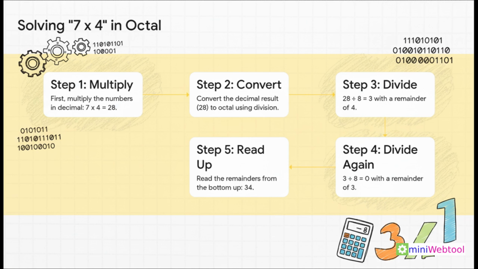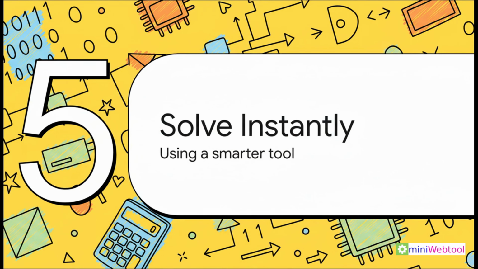Alright, so now we have everything we need to finally crack our original puzzle. To solve 7 times 4 in Octal, we first do the math in the system we know best. 7 times 4 is 28 in decimal. Then we just convert that result, 28, back to octal. Divide 28 by 8, that's 3 with a remainder of 4. Divide 3 by 8, that's 0 with a remainder of 3. And you read those remainders from the bottom up, and what do you get? 34. And there it is, the puzzle is solved.